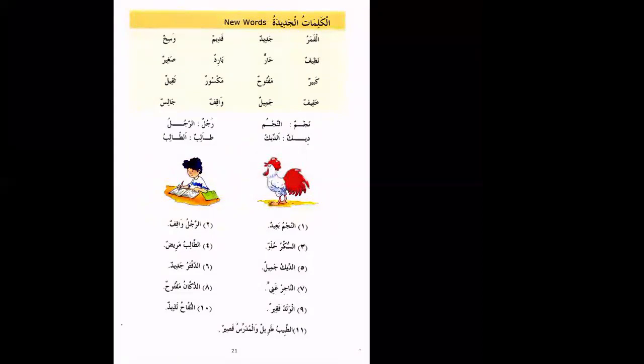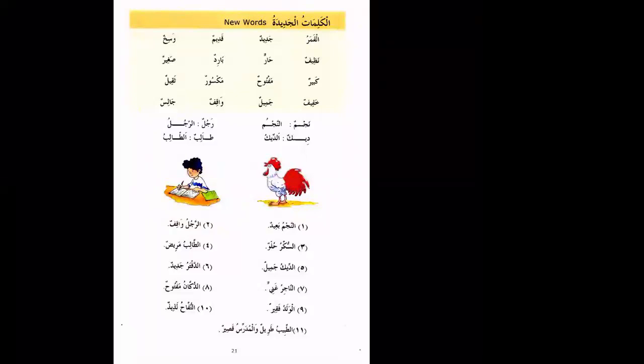So we have An-Najmu Ba'id. The star is far away. Ar-Rajulu Waqif. The man is standing. As-Sukkaru Hilu. The sugar is sweet. At-Talibu Marid. The student is sick. Ad-Diku Jamil. The cockerel is beautiful. Ad-Daftaru Jadid. The notebook is new.